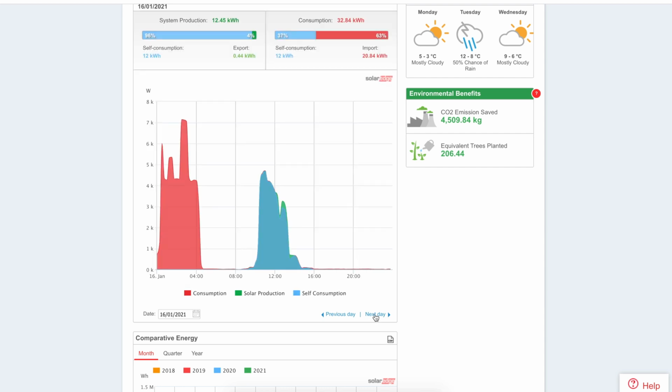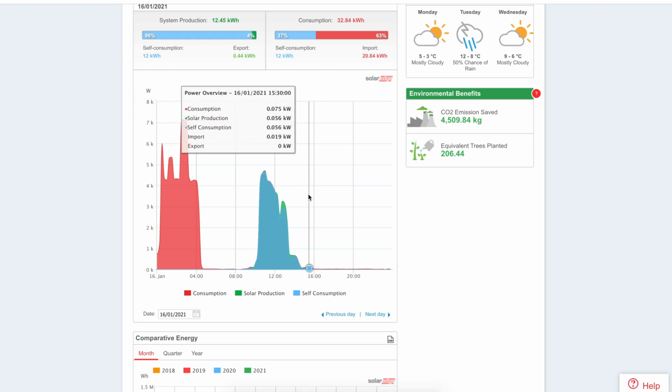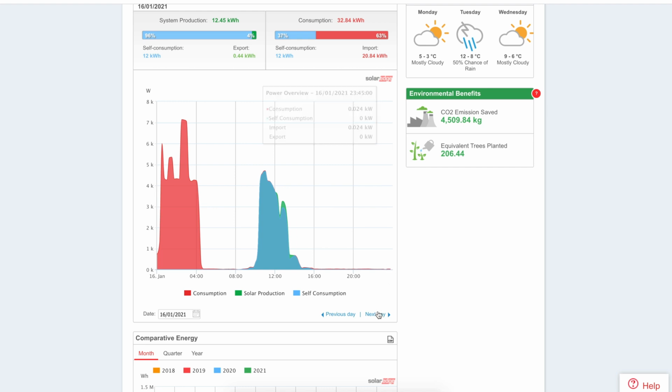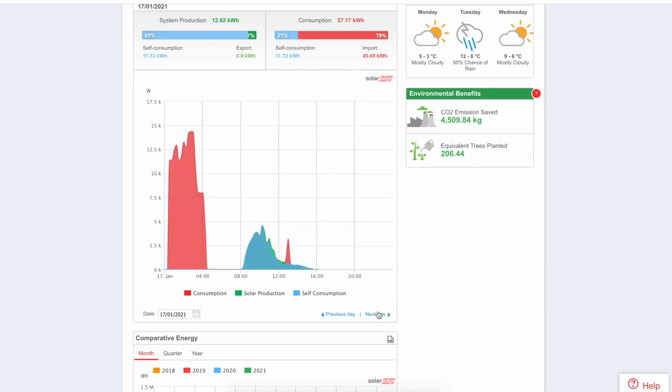16th, actually not a bad day for the winter here. So we've got a peak there, just over 4.6 kilowatts, generated 12.45 kilowatt hours. So again, we don't need to pull from the grid until we start to charge up the battery on the next day. Next day is also not too bad.